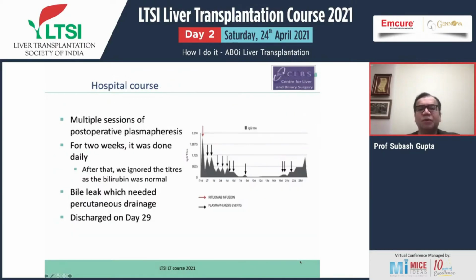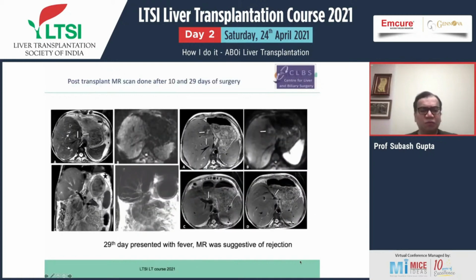And again, she required multiple sessions of post-operative plasmapheresis. But after 2 weeks, we started ignoring the titers, and there was a minor bile leak which needed drainage, and she was discharged on day 29. As part of our monitoring of the ABO incompatible grafts, we do frequent MR scans, and this was done on day 10, which is quite good.